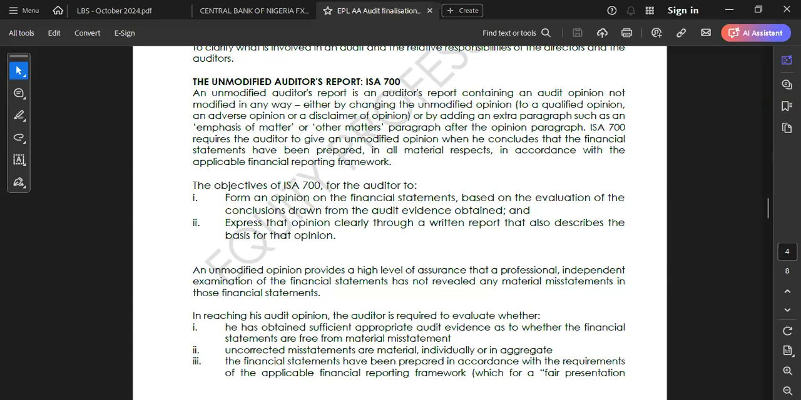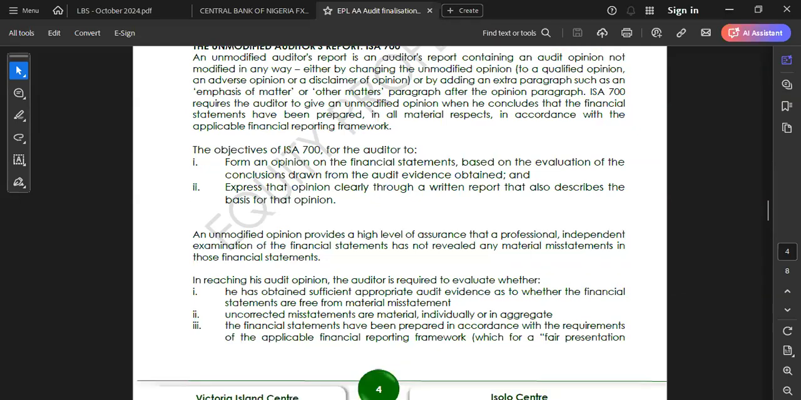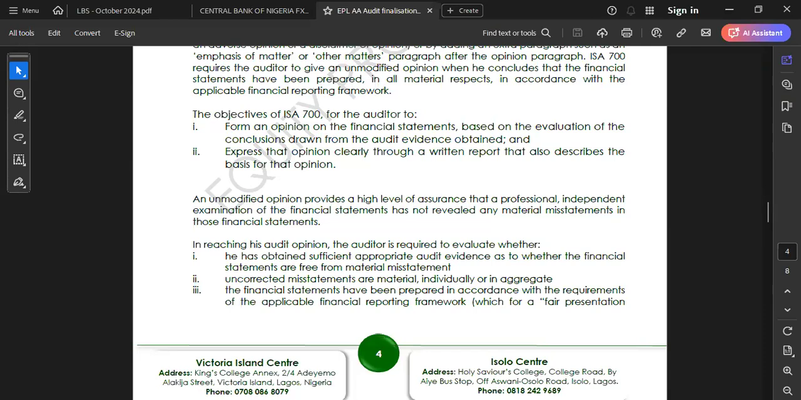And how would the auditor arrive at an unmodified report? What are the situations that will make an auditor give an unmodified report, saying that this report is presented in accordance with the financial framework and is free from material misstatement? For an auditor to reach this opinion, the auditor will be required to evaluate and must have obtained sufficient appropriate audit evidence. So before an auditor can give an unmodified report, it means that the auditor must have enough appropriate audit evidence that the financial statement is free from material misstatement.